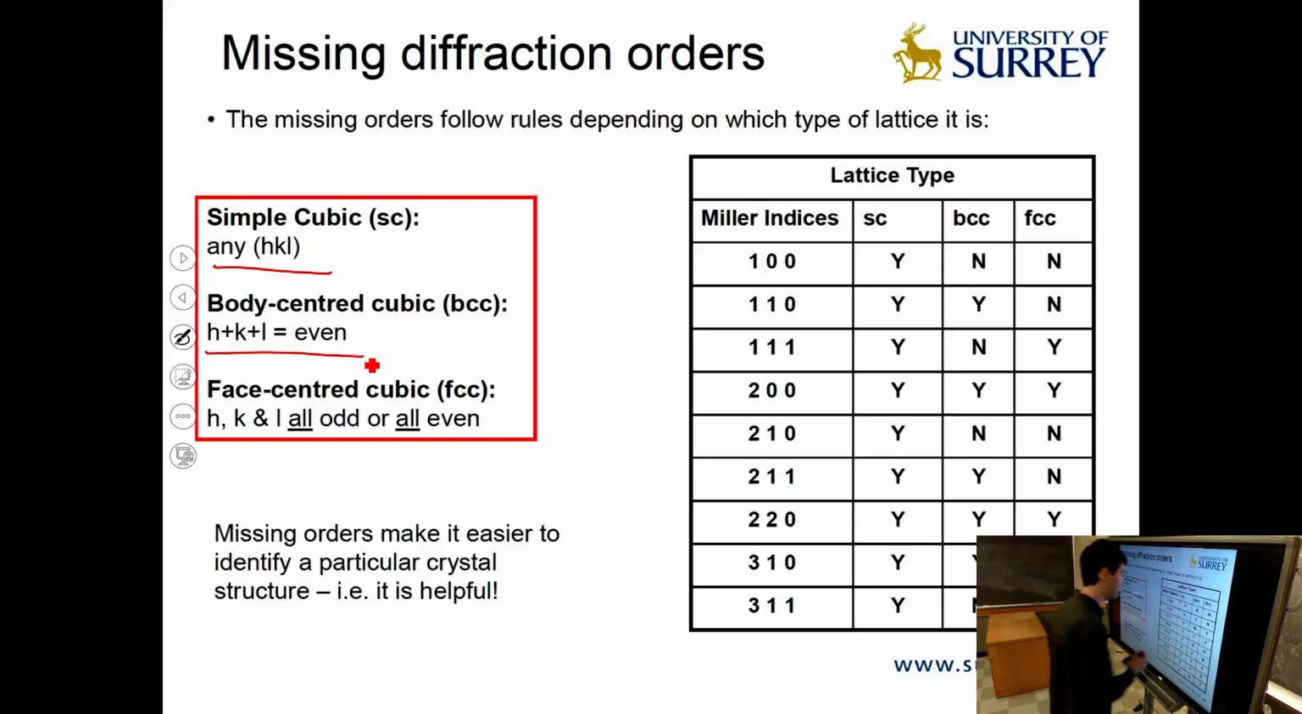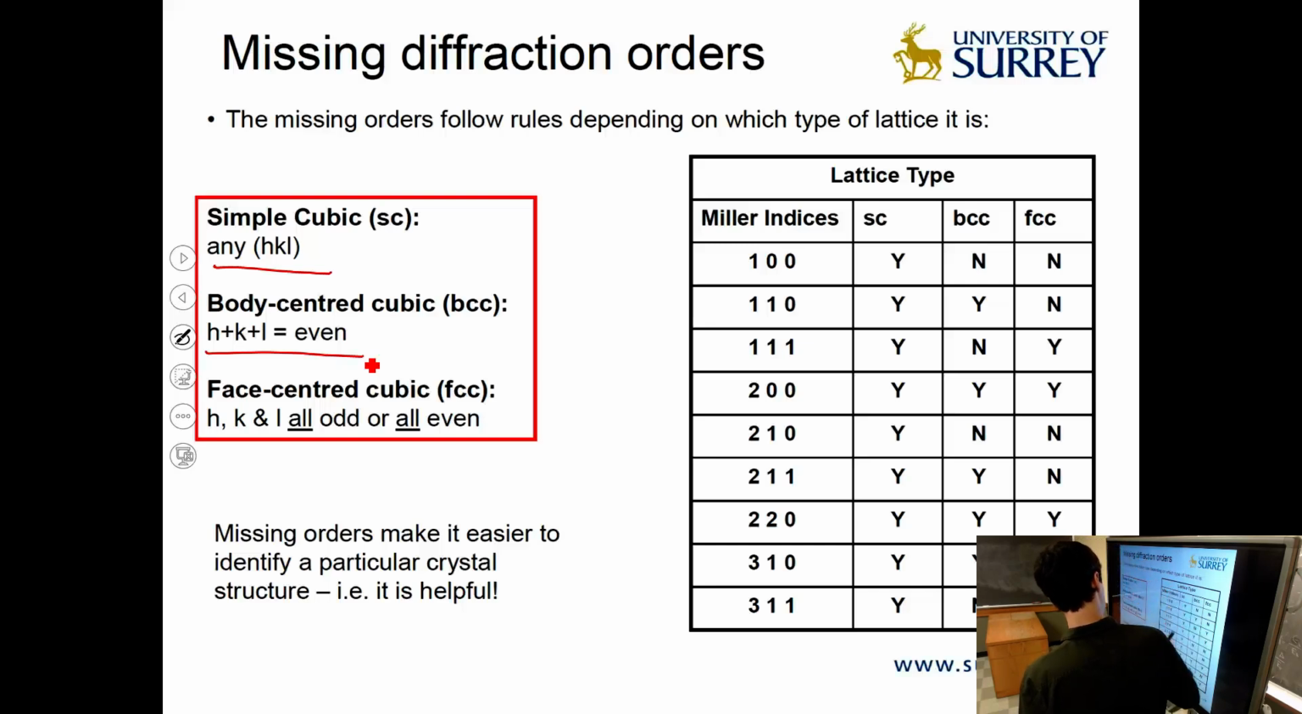So what does it mean for some of the initial families of lattices with some of the smallest Miller indices? 1, 0, 0 is allowed for simple cubic, but is not allowed. It will not give a diffraction peak for the other types. And this is exactly because there are extra planes in between that give you destructive interference when you look in this direction.